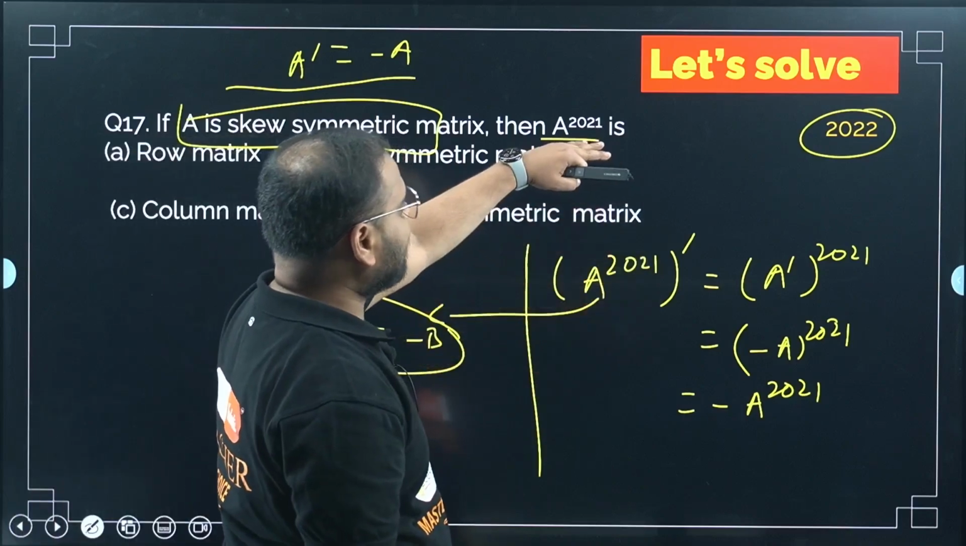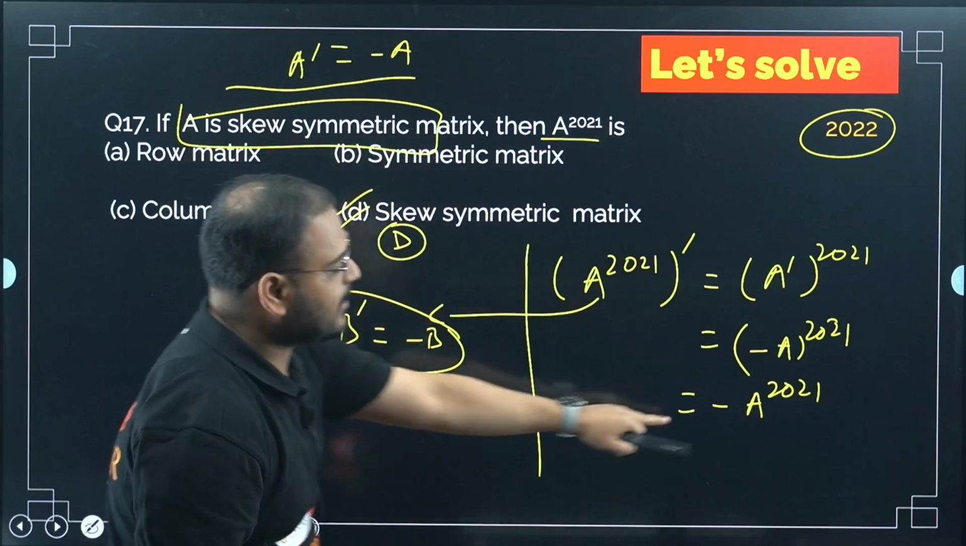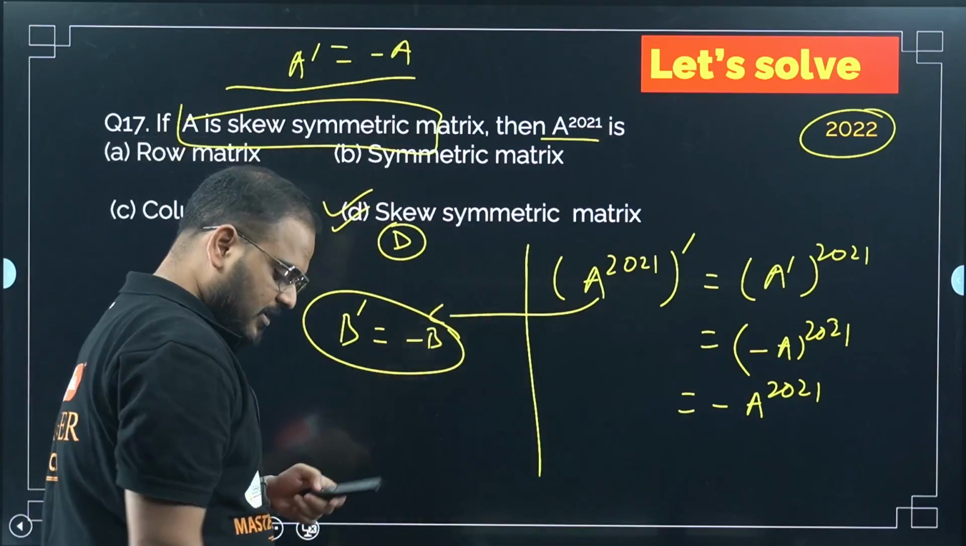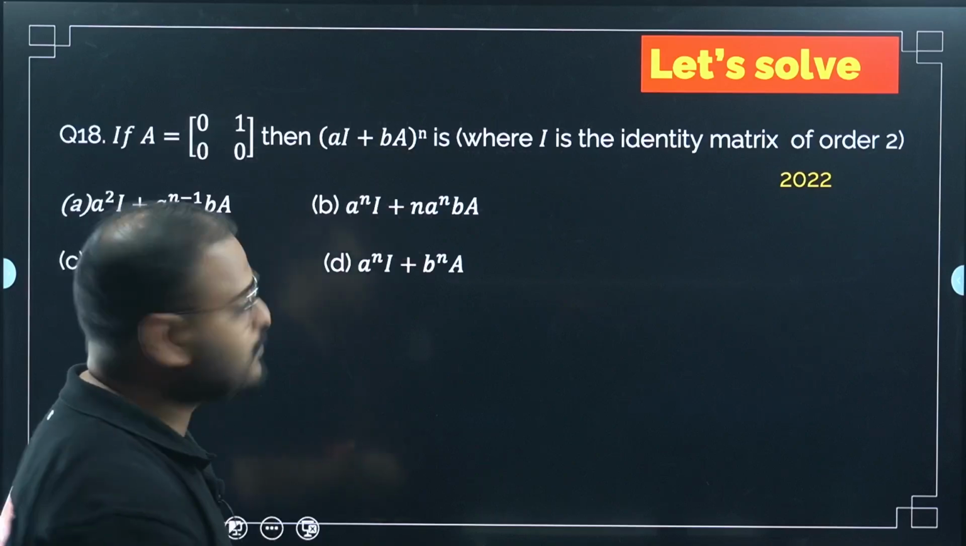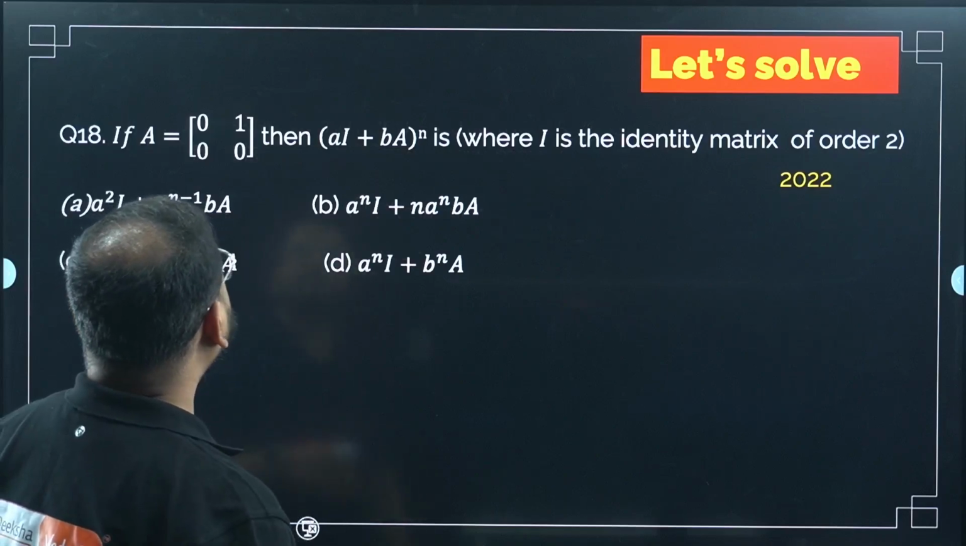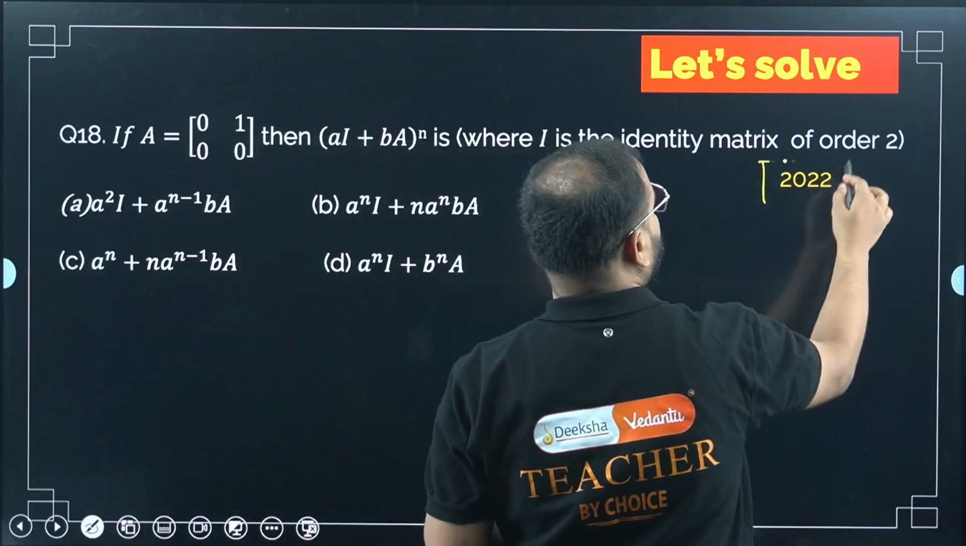If I call this value matrix B, and I take the transpose of this B, I'm getting minus B. It means skew symmetric. Simple question. Okay, let's move on to the next problem. If A is equal to this, okay, this is a very good question. I like this problem. You'll see this.